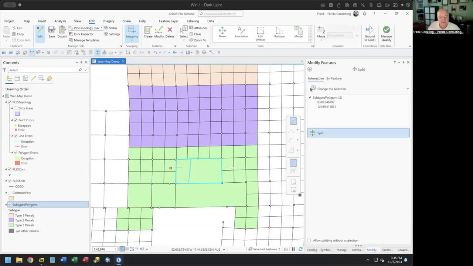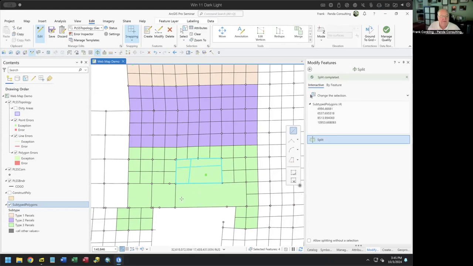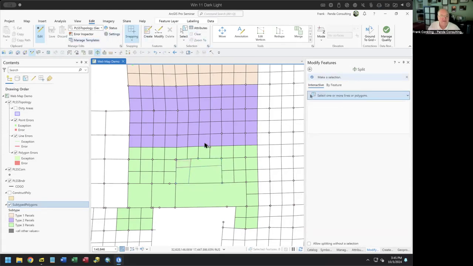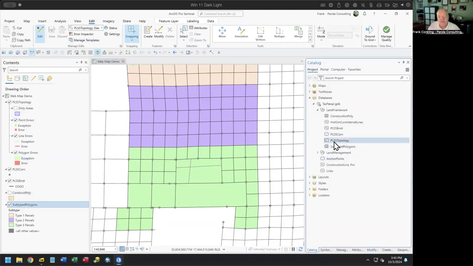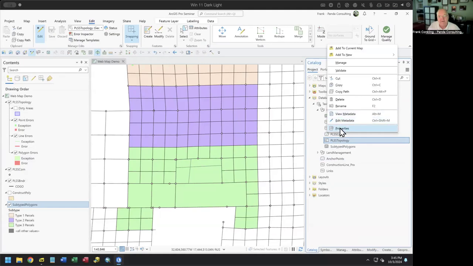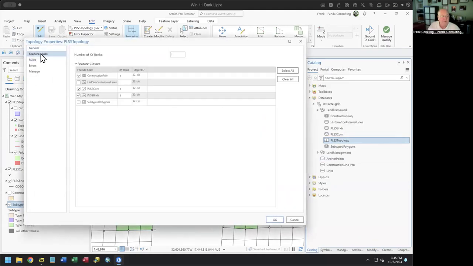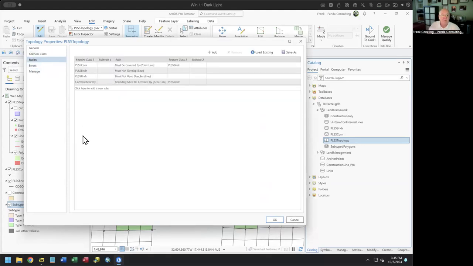And I'm going to divide it a couple times in here. All right, so I'm going to save my edits, and I'm going to look at my rules in here, inside my properties. I'm going to look first at the feature classes that are part of this rule. I'm going to say yes, these subtype polygons are now part of it. And my rules, now I'm going to start creating some rules.